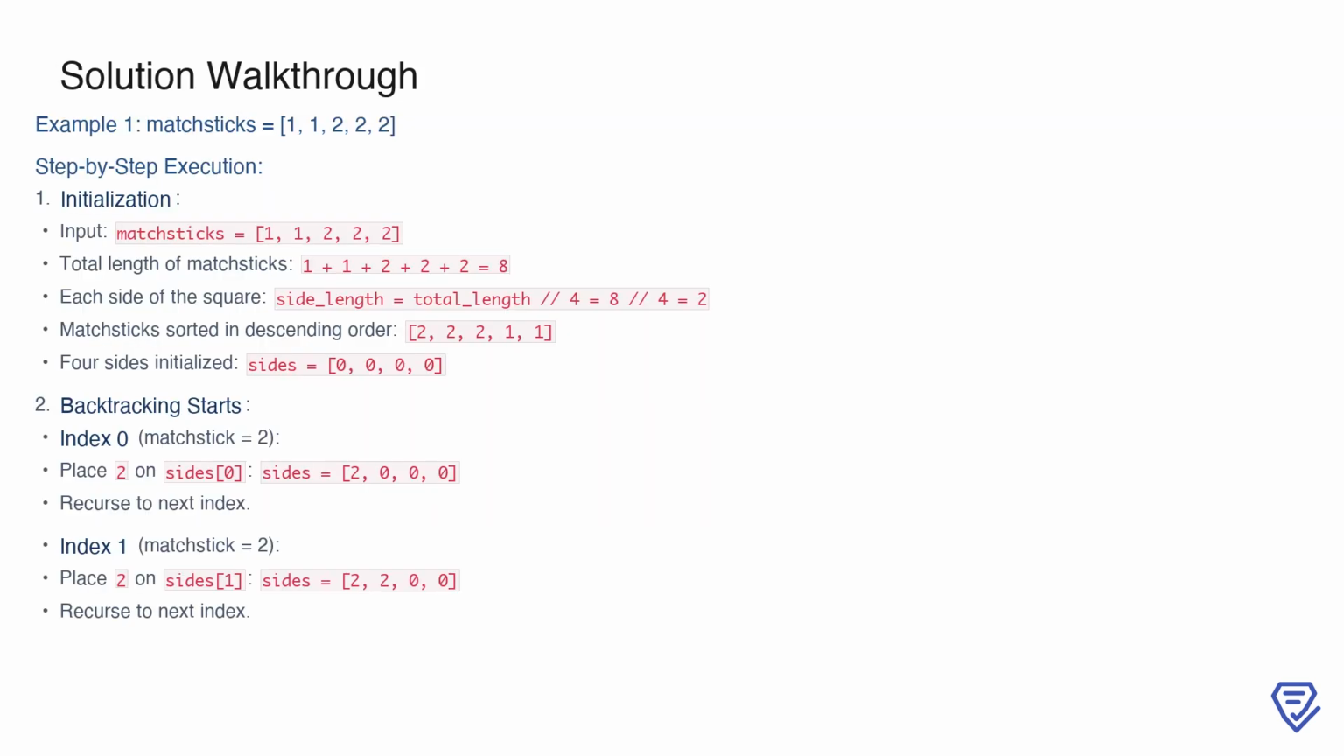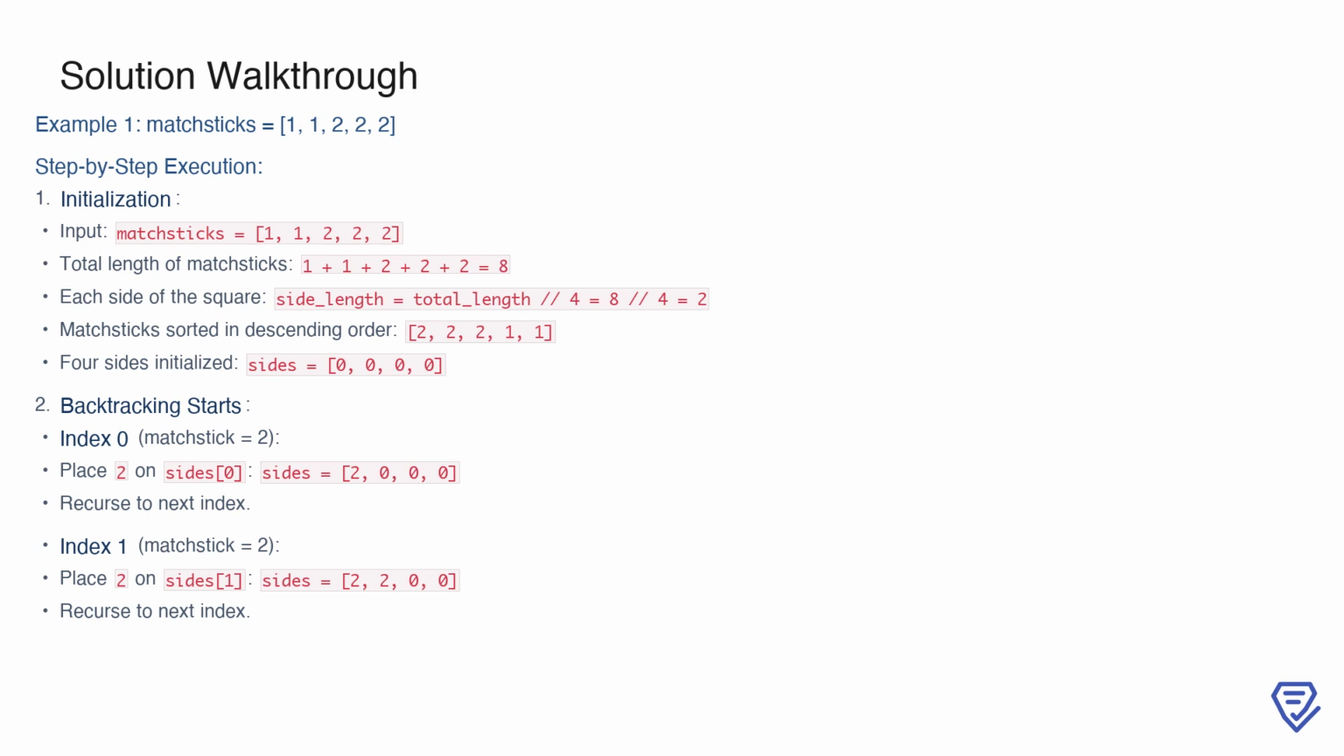To solve the problem of determining if these matchsticks can form a square, we start by calculating the total length of the matchsticks, which is 8. Since the total length is divisible evenly by 4, each side of the square must be 2. Sorting the matchsticks in descending order gives us 2, 2, 2, 1, 1, and we initialize 4 sides of the square as 0, 0, 0, 0.